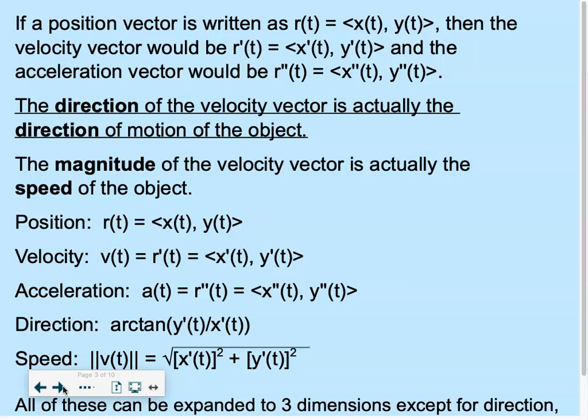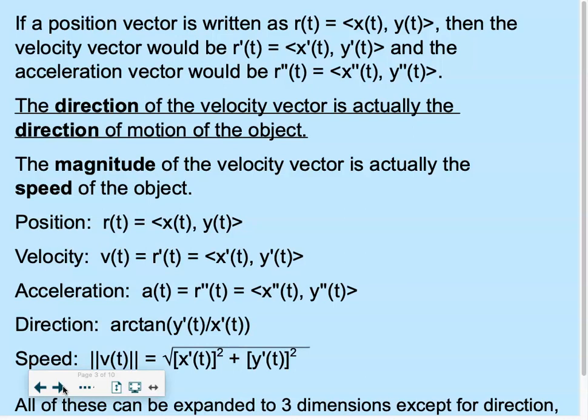So if the position vector is your r of t, then your velocity vector is r prime, right? Because velocity is the derivative of position. And your acceleration vector would be r double prime. The direction of the velocity is the direction of the motion of the object. So this is kind of an important thing. If they ask you what direction the object is moving in, you find the direction of your velocity vector, and that will give you the direction of motion. So remember how to find a direction. It's the inverse tan of y over x. So that gives you your direction of motion. The magnitude of velocity is speed.